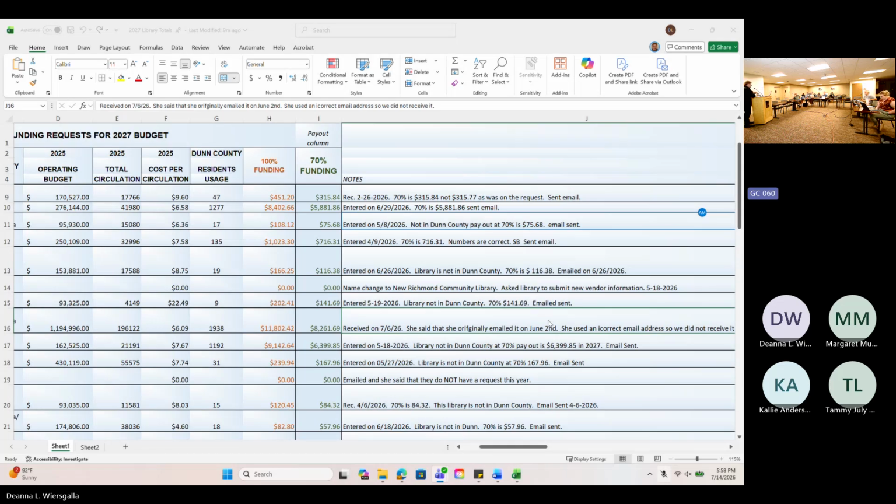I don't know if you'd want to hear from either of our 3 library directors that are here, but they are here. Are there other questions, though, about the library funding?